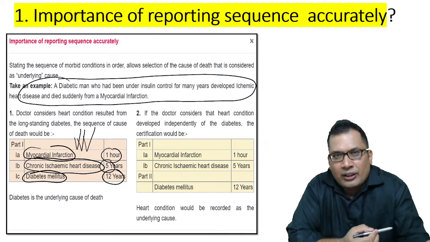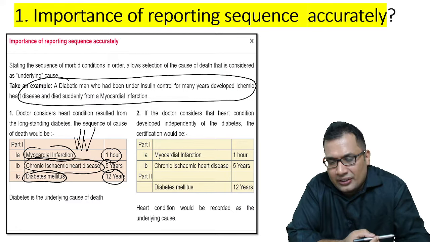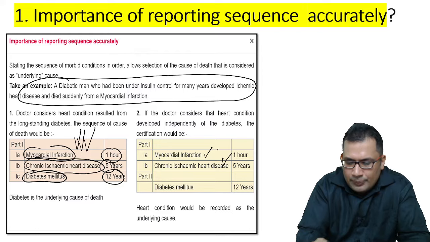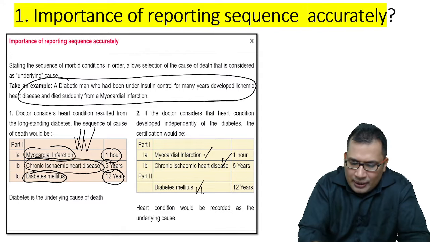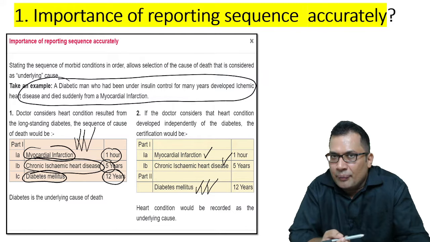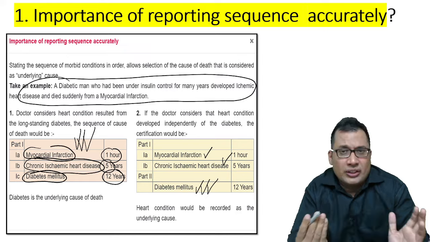Or if you consider that the heart condition developed independently of the diabetes, then it can be 1A myocardial infarction, 1B chronic ischemic heart disease, and part 2 that is diabetes mellitus. Keep 1C blank here. Okay. It's again all based on the etiopathogenesis.